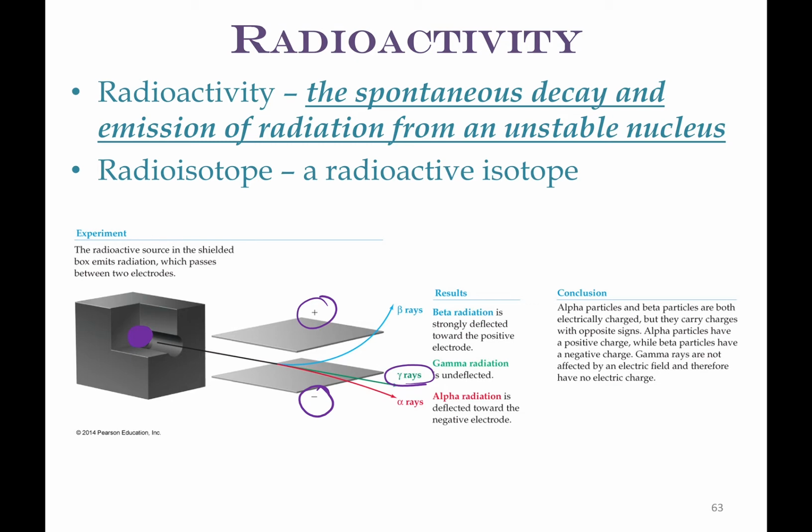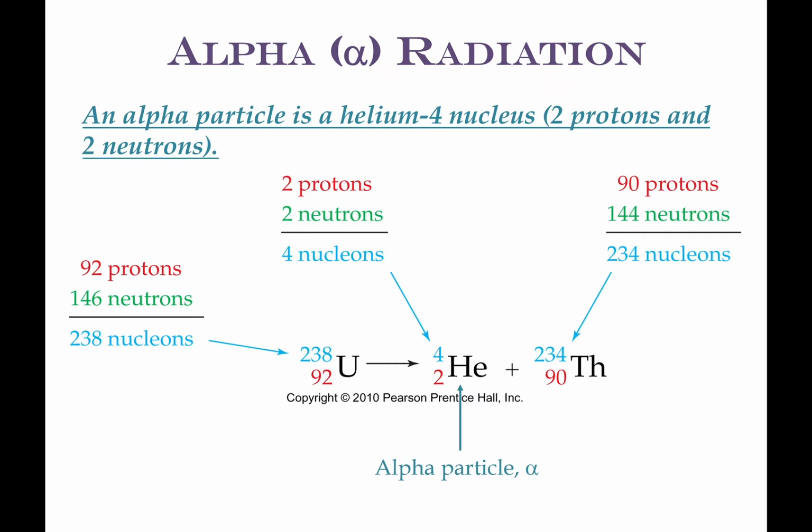So alpha and beta can actually be deflected much easier than gamma, and gamma can actually do more damage. Gamma rays aren't affected and they have no electric charge. They're going to go straight through, and sometimes they can go through further and cause more damage. So this is alpha radiation.